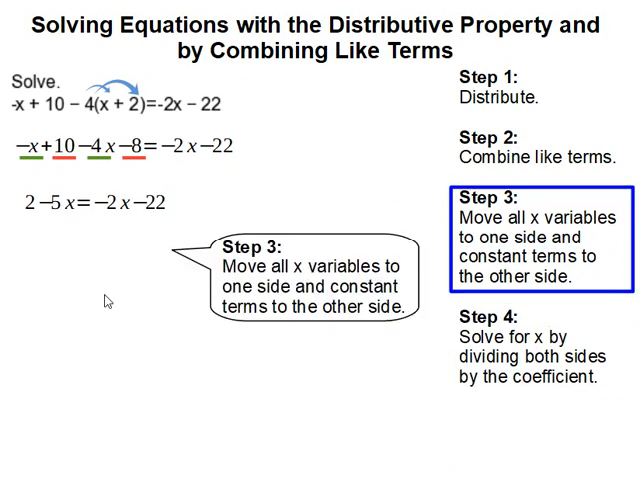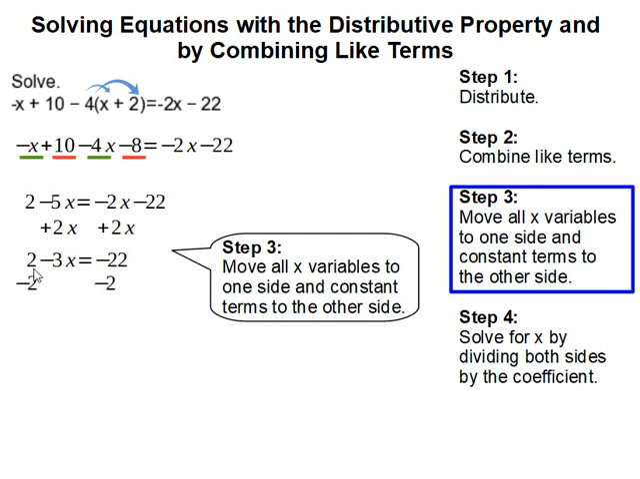Step 3. Move all x variables to one side and constant terms to the other side. So we're going to move all the numbers to one side and all of x to the other. So I'm going to remove this 2x here. So negative 2x plus 2x, that'll cancel out. I have to do the same thing on the other side. Negative 5x combined with 2x, that gets you negative 3x.